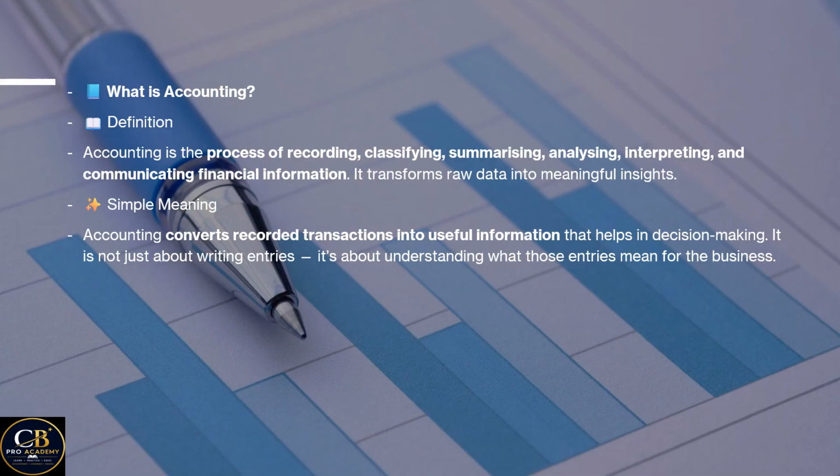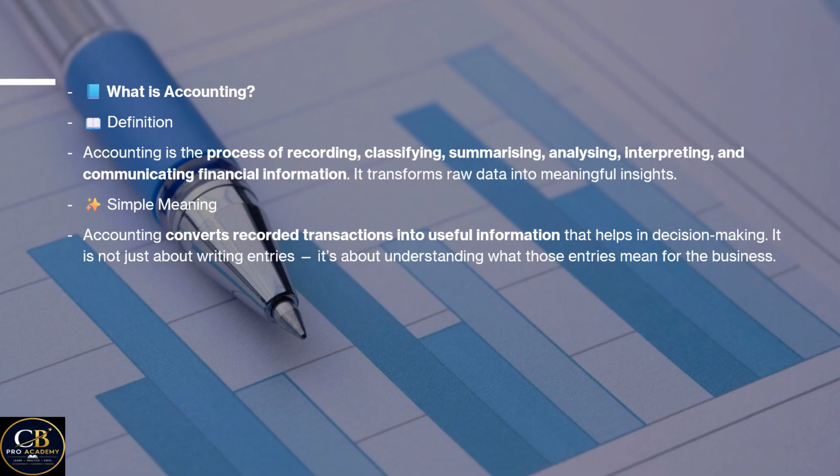now let's discuss what is accounting. Definition of accounting. Accounting is the process of recording, classifying, summarizing, analyzing, interpreting, and communicating financial information. It transforms raw data into meaningful insights. Simple meaning: accounting converts recorded transactions into useful information that helps in decision making. It is not just about writing entries, it's about understanding what those entries mean for the business.